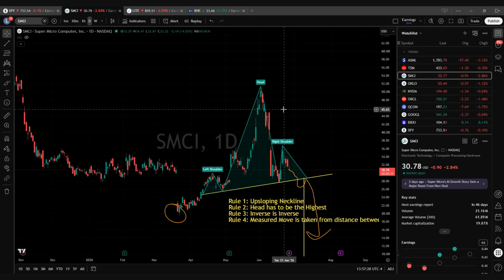But the lower a stock is on the chart, generally the higher the probability that a bullish pattern is going to play out. The higher it is on the chart, the higher the probability that a bearish pattern is going to play out.